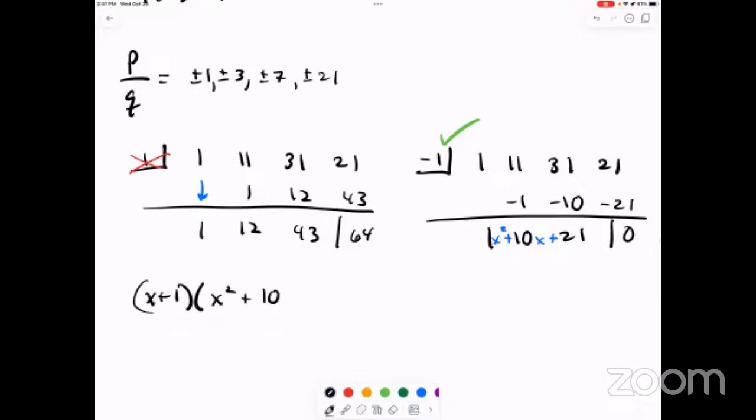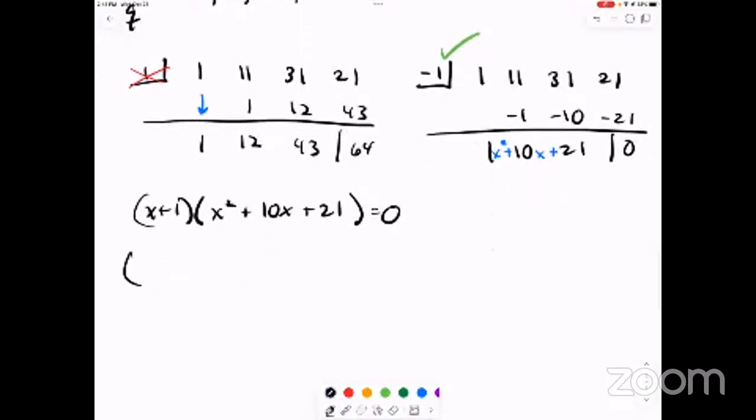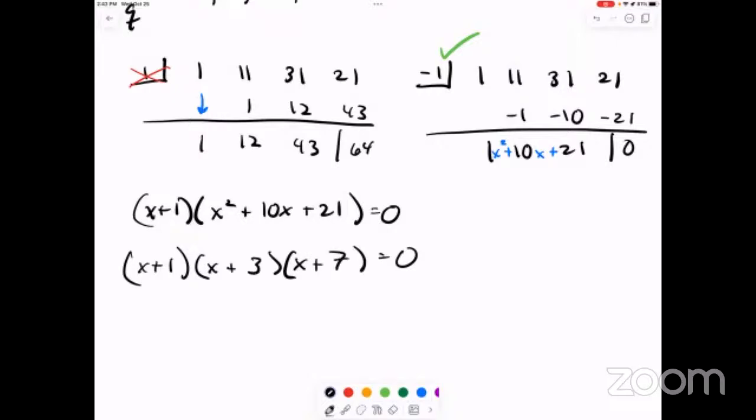Okay, the points are officially off the board for this question. So we have our x plus 1. We're trying to see, can we factor the trinomial of this form, where we have x and x. They're the same and they're both positive, 7 and 3. So then it looks like our zeros are going to be negative 1, negative 3, and negative 7.